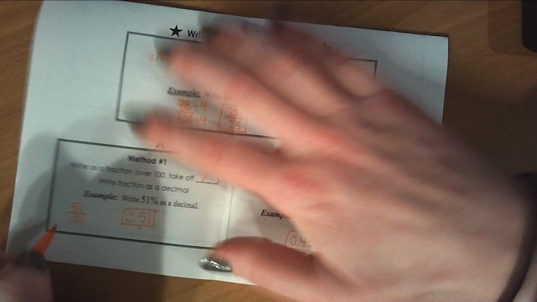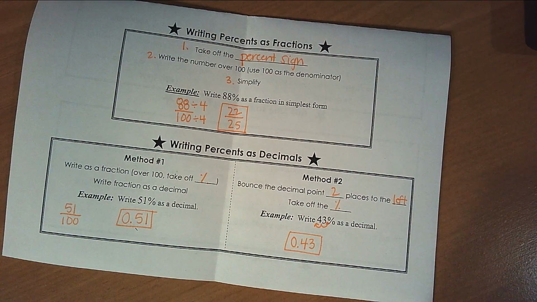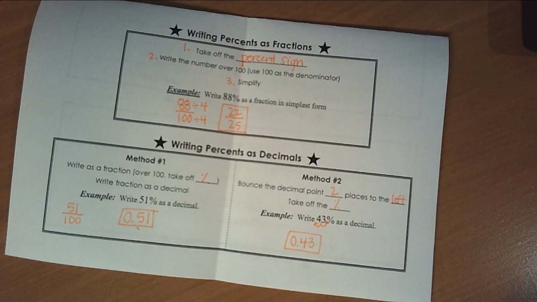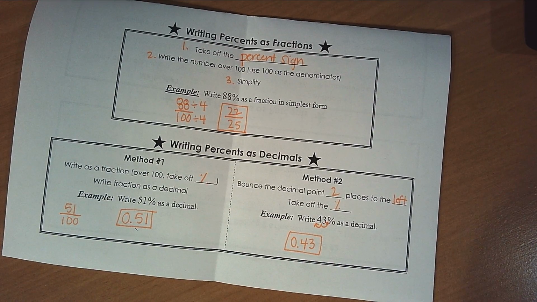You can write it as a fraction and then read it and write it then as a decimal, or you can just move it 2 places to the left. I prefer moving 2 places to the left, but you are welcome to choose either method that you feel most comfortable with when you're writing percents as decimals.